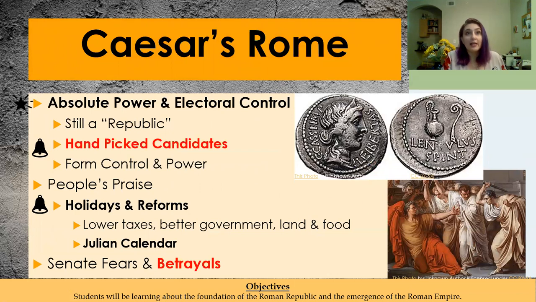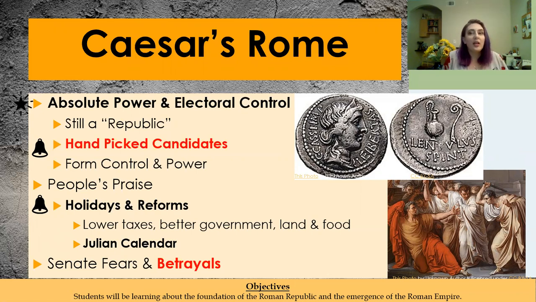And so he gained absolute power and electoral control. It was still technically called a republic, but nobody really had any say. People still had the right to vote, but Caesar would present, these are the candidates you can vote for. You can't vote for anyone else, basically handpicking everyone for all the offices. He would form control and power on basically everything and have final say on all laws, all verdicts, and everything that happened. And even though he did take over this way, he was loved by the people.